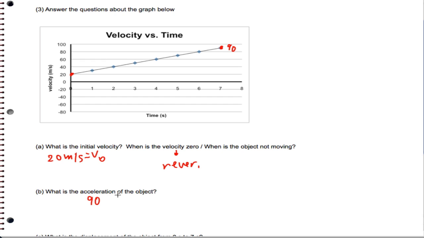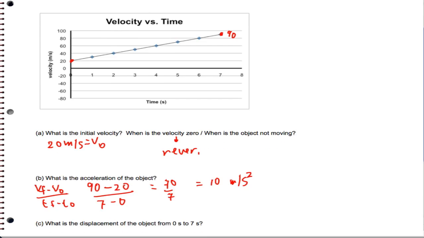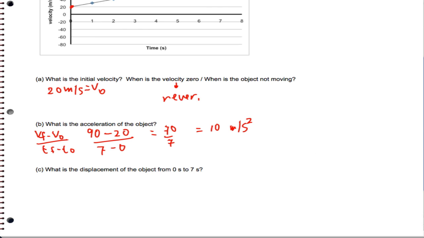We're going to have 90 minus 20 divided by 7 minus 0. So we get 70 divided by 7. And again, this is v final minus v initial over t final minus t initial. So this ends up giving us 10 meters per second squared. Once again, great.